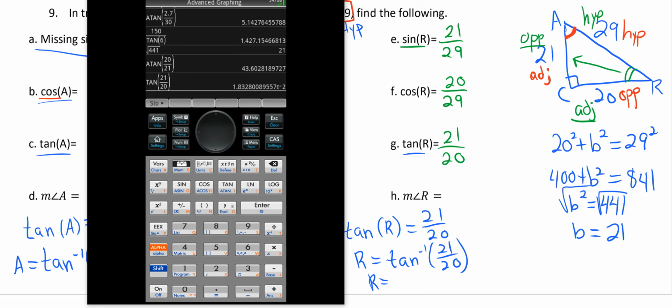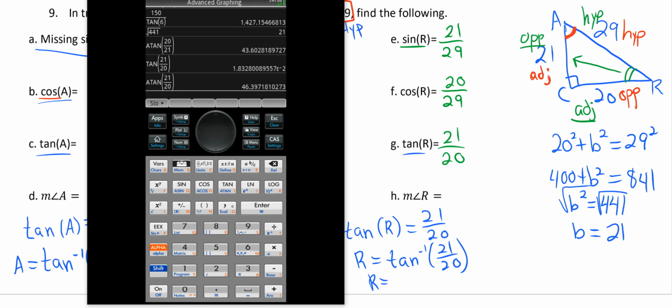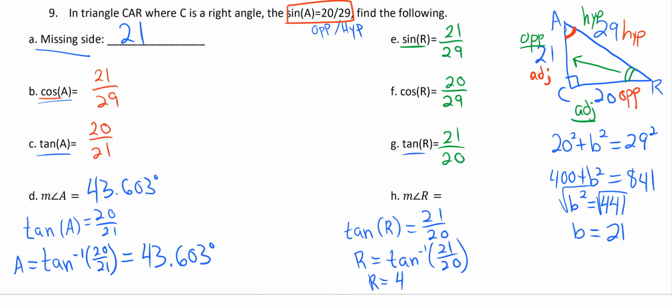Hit enter. Oops, forgot to put inverse. That's what happens if you don't put inverse. You get some crazy answer. So let's try that again. Inverse tangent now of 21 divided by 20. Hit enter, and you get 46.397 degrees. Let's put that up here.